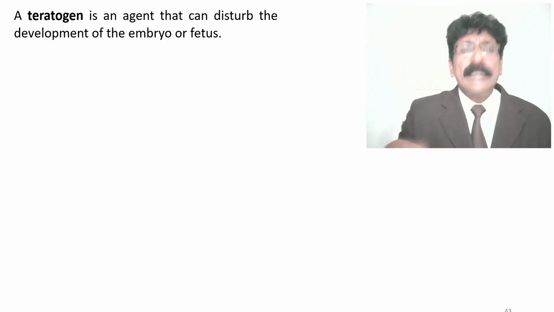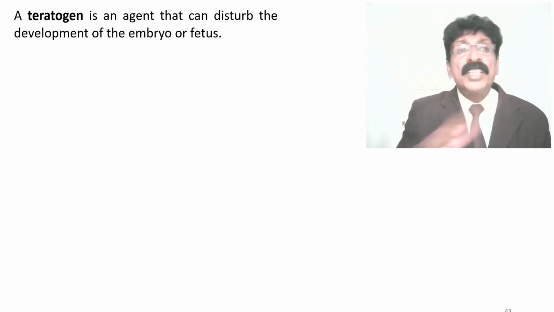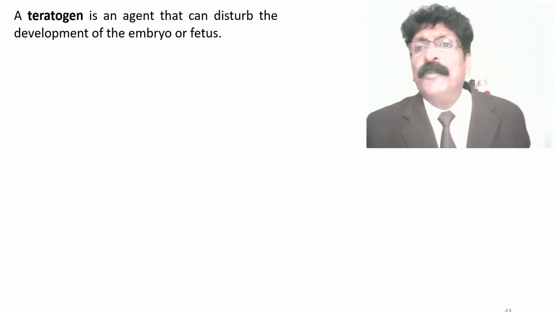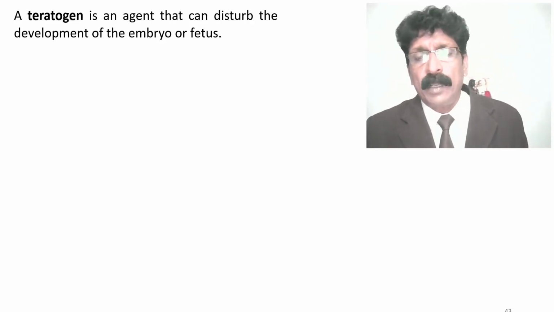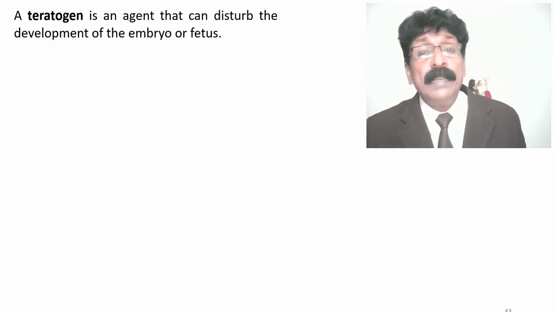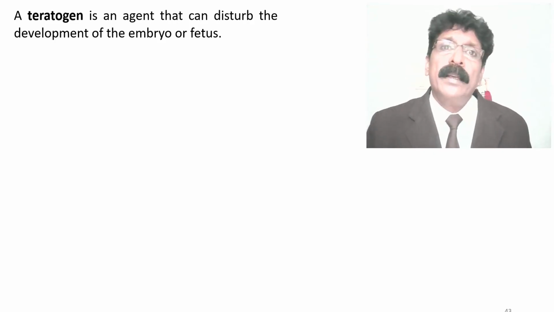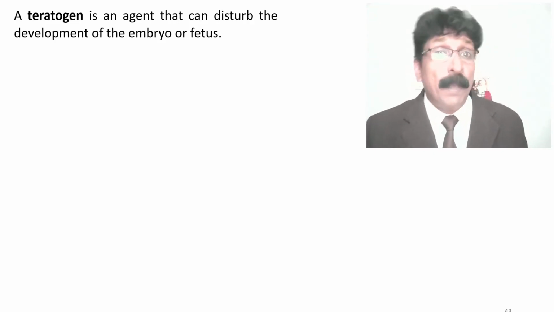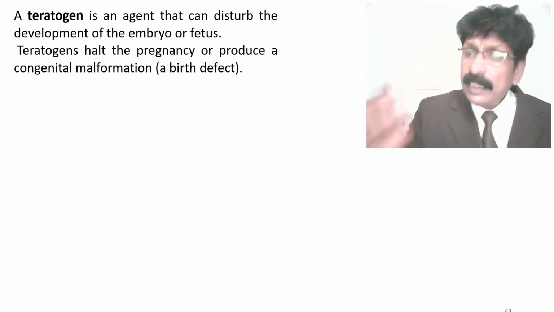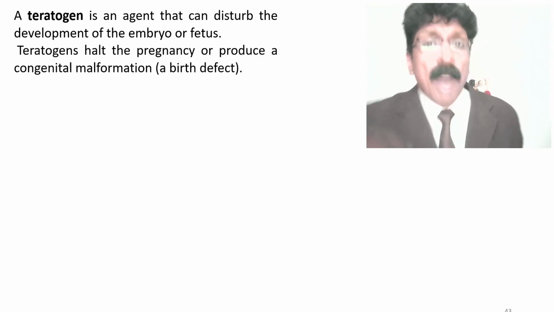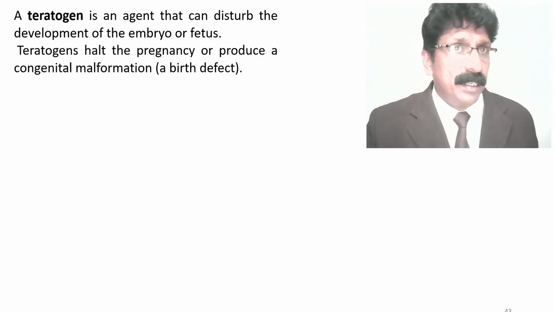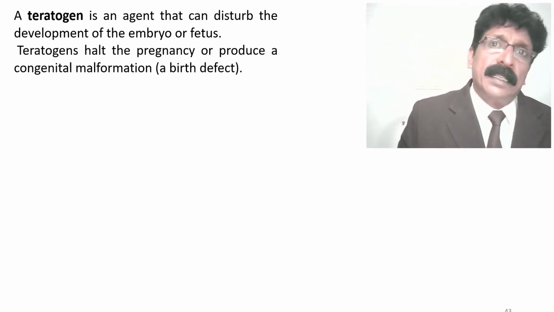Teratogen is an agent that can disturb the development of embryo or fetus. It is directly attacking the fertilization. It can affect male and female, but mainly in female, it can disturb the development of embryo or fetus. Teratogens halt the pregnancy or produce a congenital malformation, a birth defect. They are called teratogens.